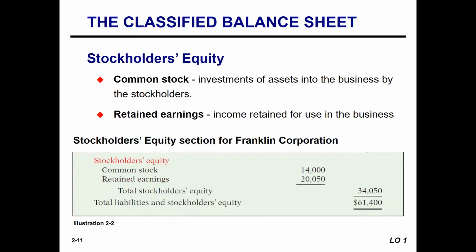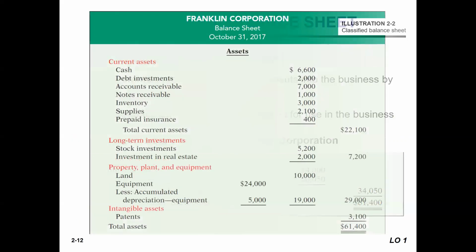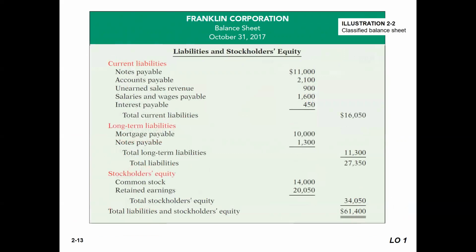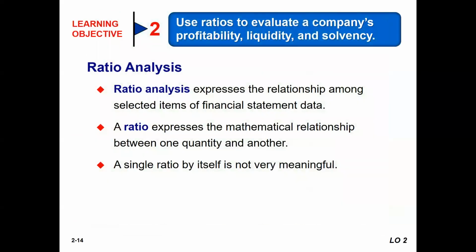So now that we've seen how we group the various accounts within the balance sheet, here's a quick example. You're seeing current assets, long-term investments, property, plant, equipment, intangibles. And then on the other side is your liabilities, current and long-term, and stockholders' equity. Now let's see what we're going to do with it. Someone has prepared these financials. They've given me the balance sheet. And I'm looking at this balance sheet.